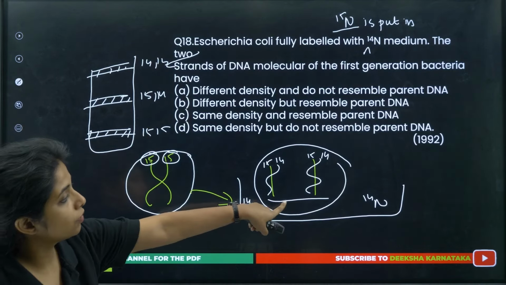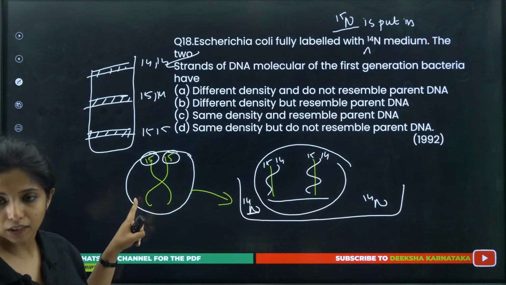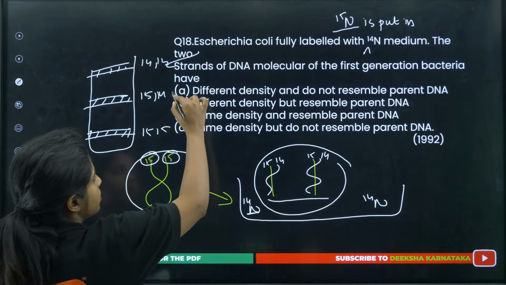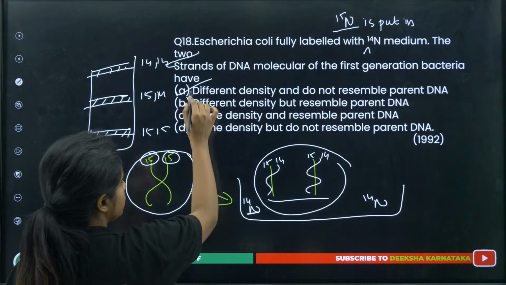Over here you see the different density is there, and also it does not resemble its parent. The parent has both green, over here it's not like that. So they have different density and do not resemble the parent DNA. Option 2, okay, so please remember this is the answer.